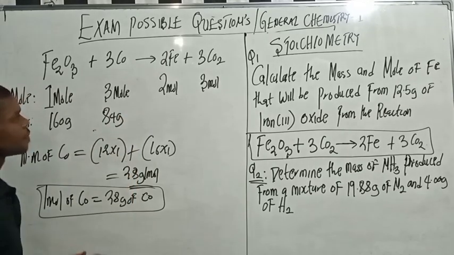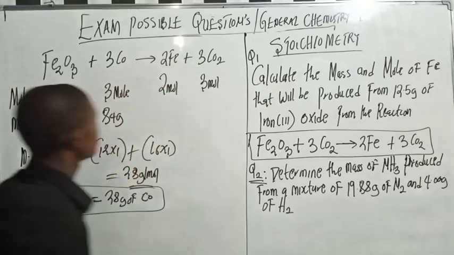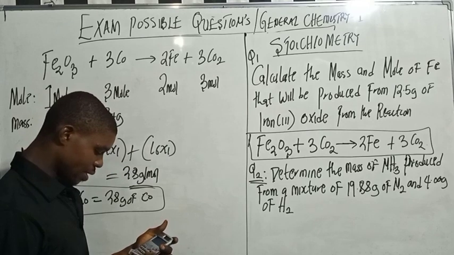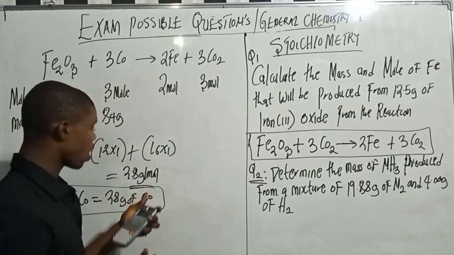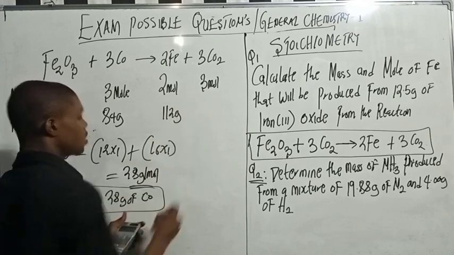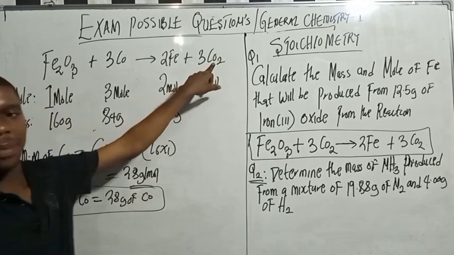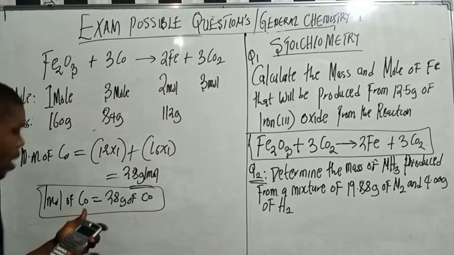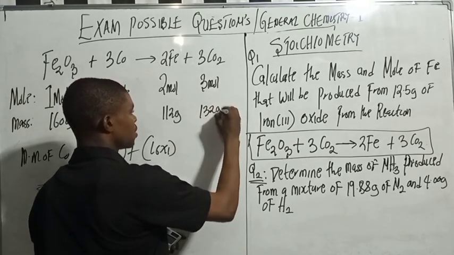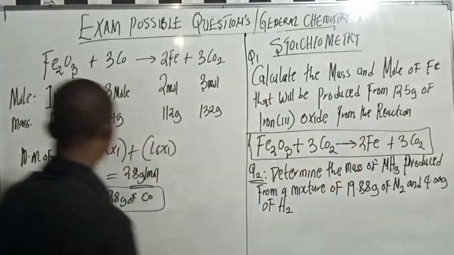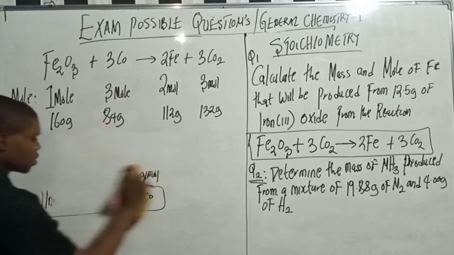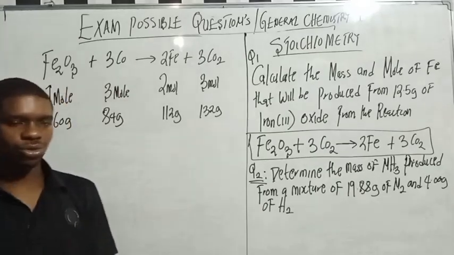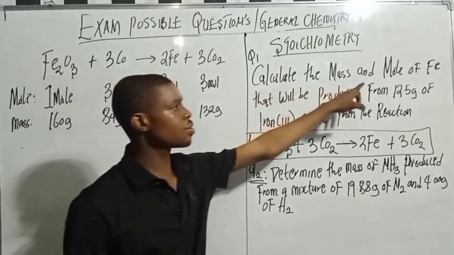84 gram, right? Now Fe is 56. 56 times 2. Here we have 112 gram. Now CO2, if you calculate the molar mass of CO2, it is going to be 44. So 44 times 3. Here we have 132 gram. Now, this is the first thing you really want to do. Then the question says calculate the mass of Fe.